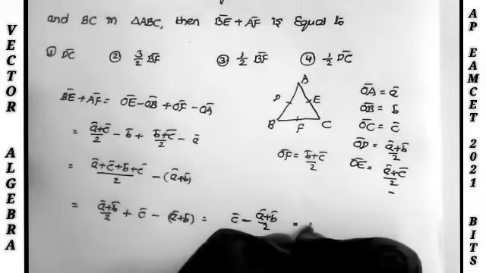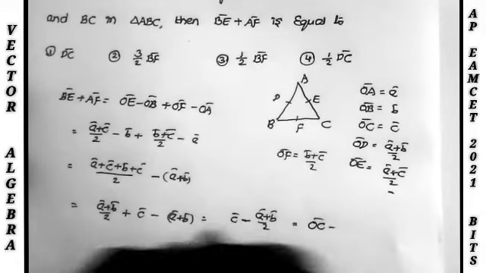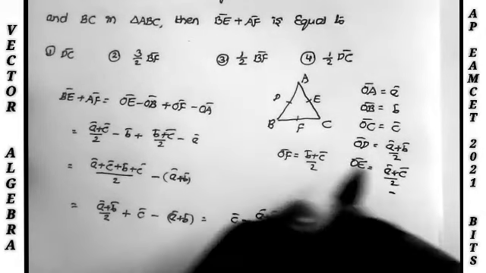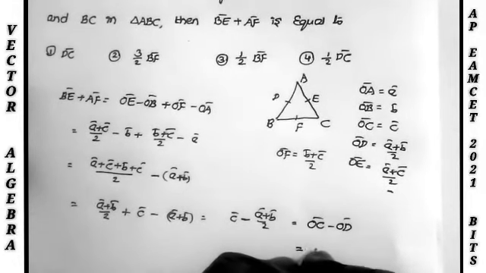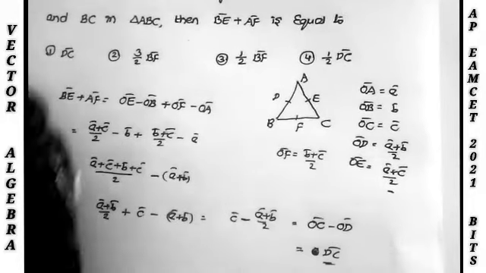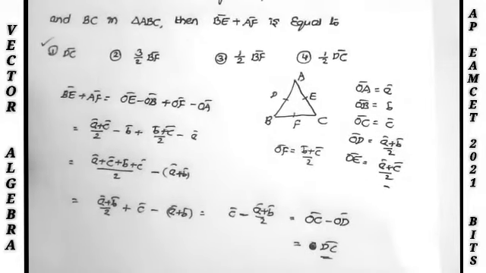Just doing the LCM. What is the C bar value? OC bar. And what is A bar plus B bar by 2? A bar plus B bar by 2 is nothing but OD bar. So OC minus OD is equal to DC bar. So this is the answer, which is nothing but the first option. Okay, the direct calculation.